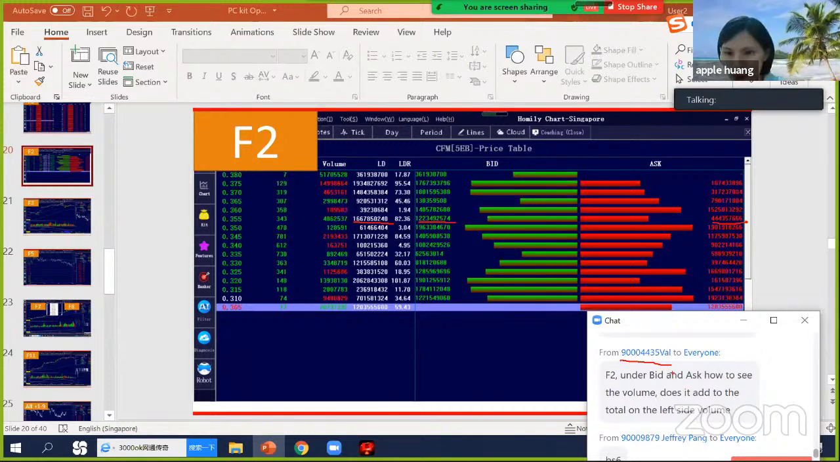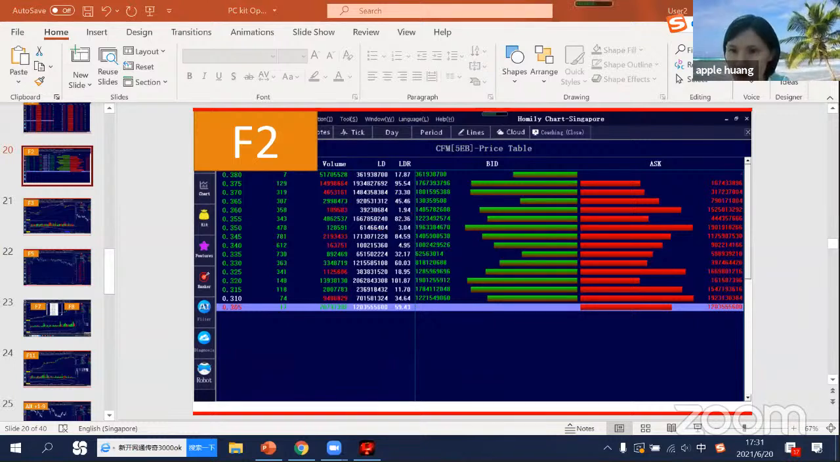For the member code 90004435, your question is, under F2 bid and ask, how to see the volume. So for example, you can see the volume here, the bid volume and the ask volume, and the total will be here. I hope I answered your question.